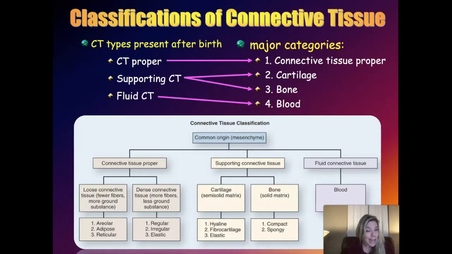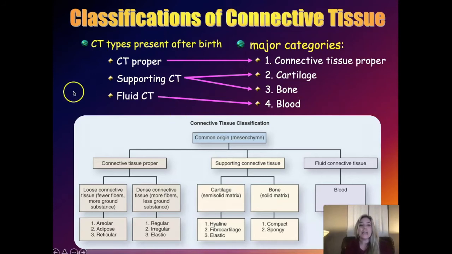Now, keeping track of all the different types of connective tissue and their subcategories can be quite the challenge. This chart right here is an excellent way to keep track of these categories and to study them. But we're going to try to break it down and show pictorial examples of each of these. So let's get started. First of all, we can break these down into 4 major categories of connective tissue that are present after birth.